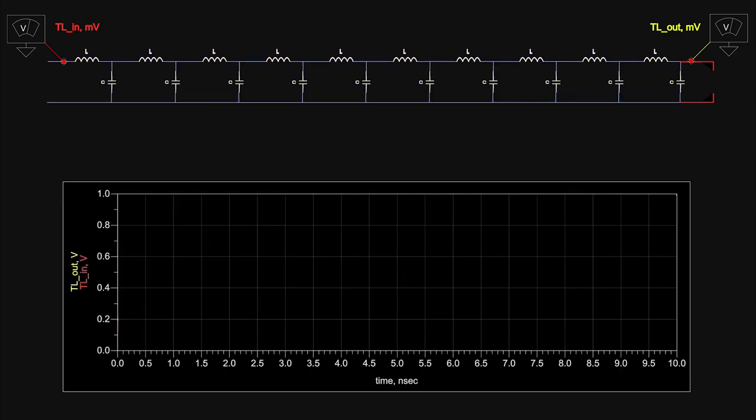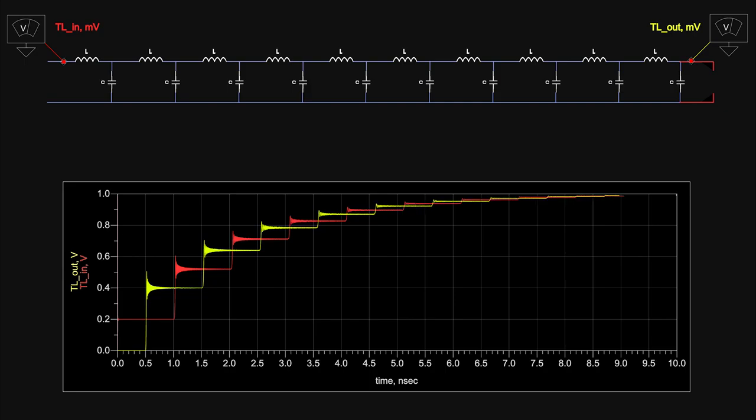If we set the load as an open circuit, the voltage at the output, as well as that at the input, will finally settle to 1 volt after a series of reflections. At first, the voltage at the input settles to 200 millivolts, then settling the output to 400 millivolts. Then finally the input and the output, as well as each point on the line, will settle to 1 volt after a series of reflections between the input and the output.